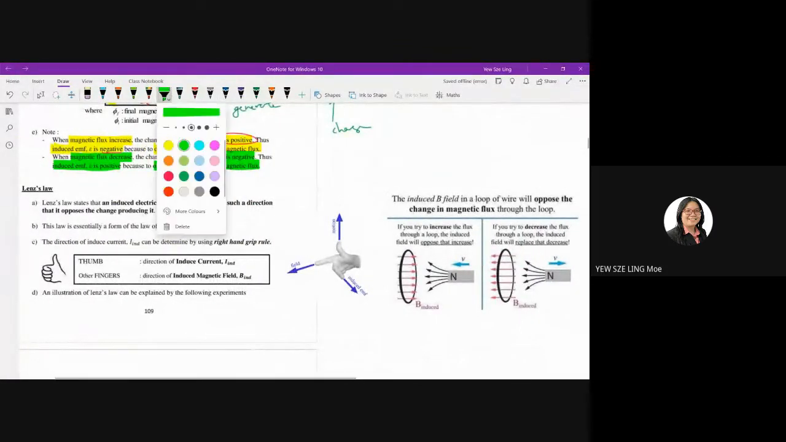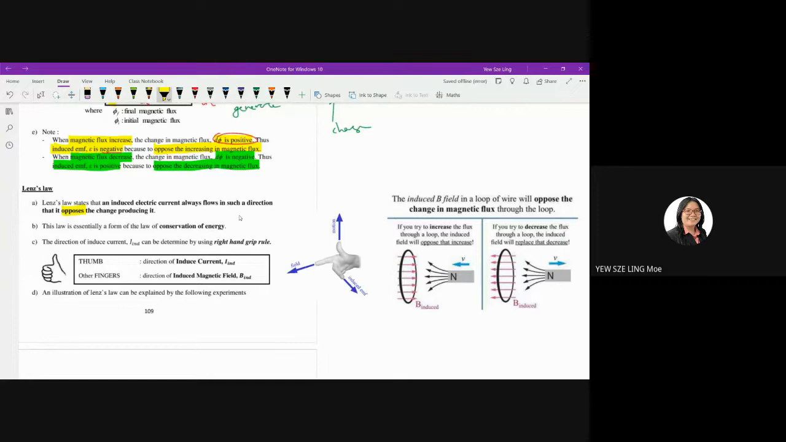So Lenz's law states that an induced electric current always flows in the direction to oppose the change producing it. So "oppose" is the keyword in explaining the direction, in explaining Lenz's law. This law is essentially a form of the law of conservation of energy. So energy is conserved.